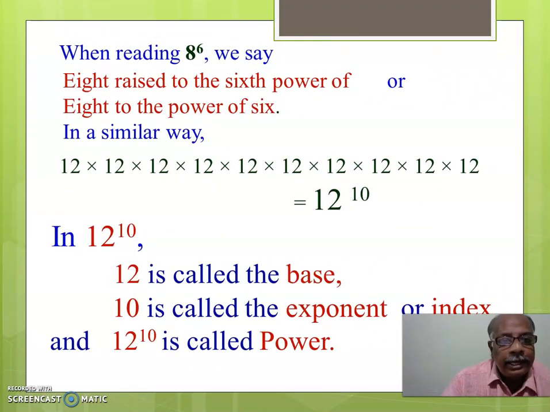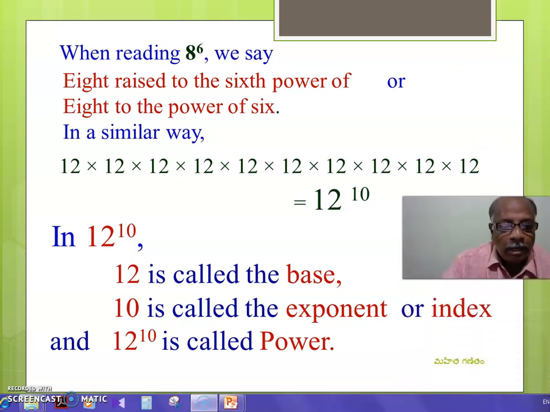When reading 8 superscript 6, we say 8 raised to the 6th power, or 8 to the power of 6. In a similar way, to multiply 12 ten times, we can write 12 × 12 × 12 and so on, 10 times. In 12 to the power of 10, 12 is called the base, 10 is called the exponent or index, and 12 to the power of 10 is called power.